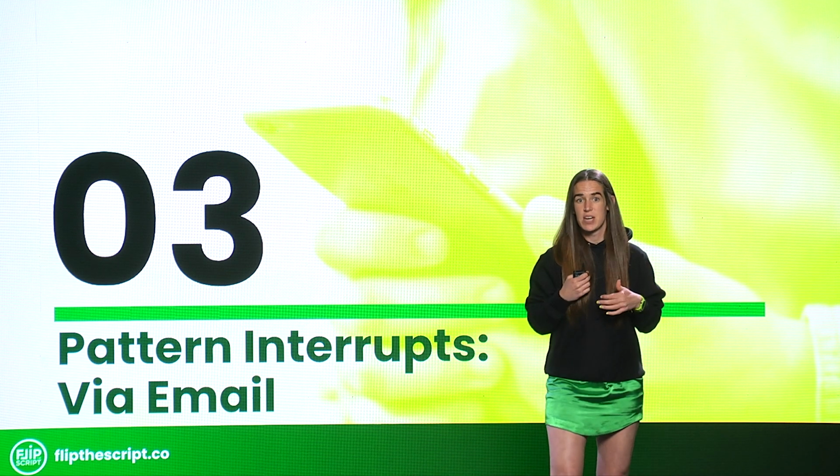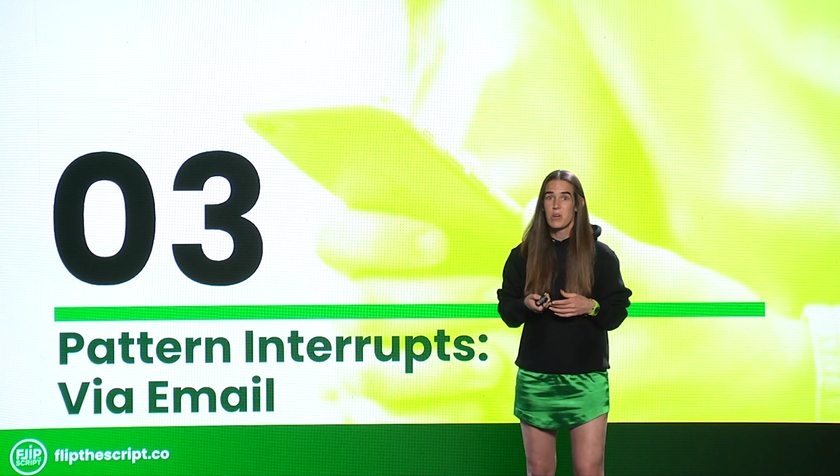The pattern between a prospect and a prospector is going to manifest in one of 3 ways: what prospects expect to see from you via email, what they expect to see from you via call, and what they expect to see from you via objection handling. So let's start with email.